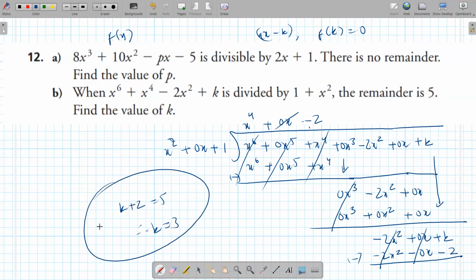Okay. All right, a little tricky, this one. Yeah, so even when the divisor has missing things, you have to add a 0 there.